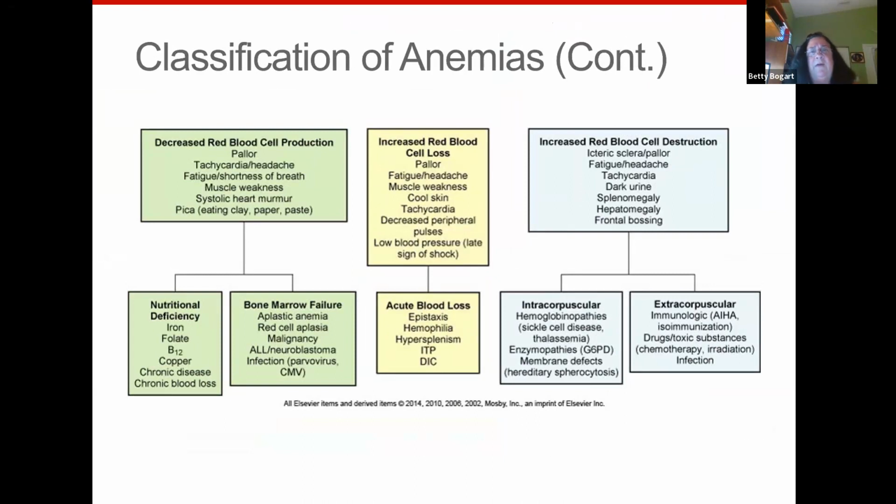And again, we do have some chronic blood loss, but let's not focus on that here because that can go over to the blood loss. We also have something called bone marrow failure. Well, where are red blood cells formed? They're formed in bone marrow, right?